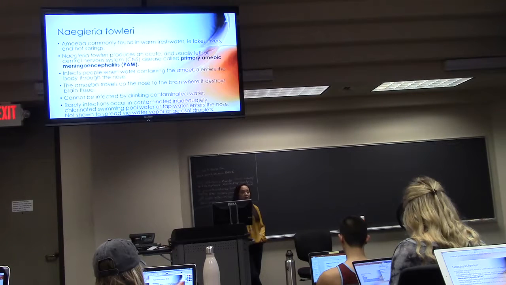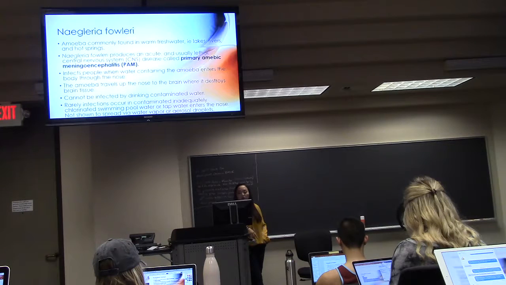So this is the one I think is a really cool one. It's Naegleria fowleri. This is the amoeba commonly found in warm, fresh water, lakes, rivers, and hot springs. It produces an acute and usually lethal CNS disease called primary amoebic meningoencephalitis, or PAM. It infects people when water containing the amoeba enters the body through the nose. The amoeba travels up the nose to the brain where it destroys brain tissue. It's also called the brain-eating bacteria, brain-eating amoeba.